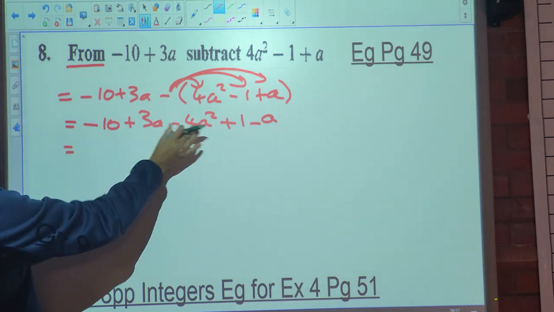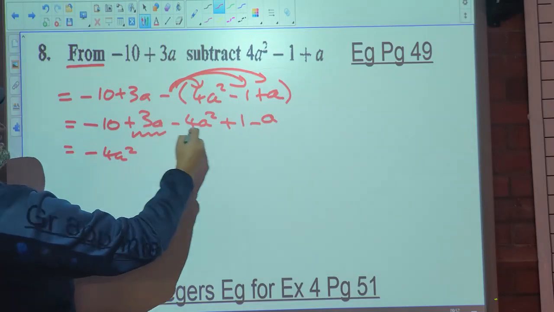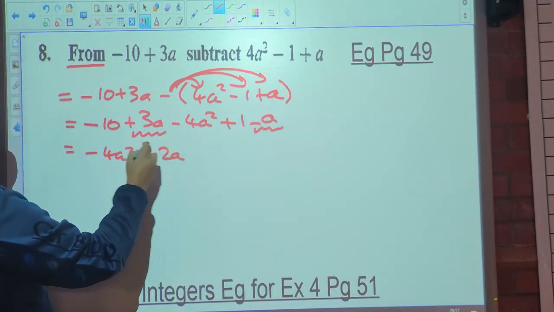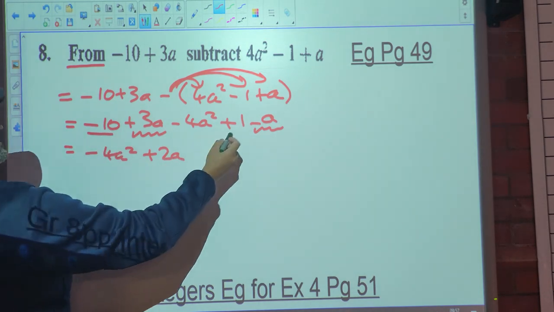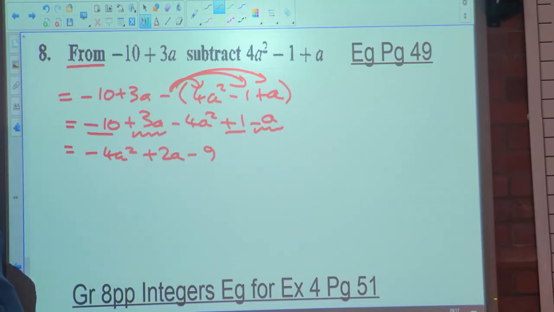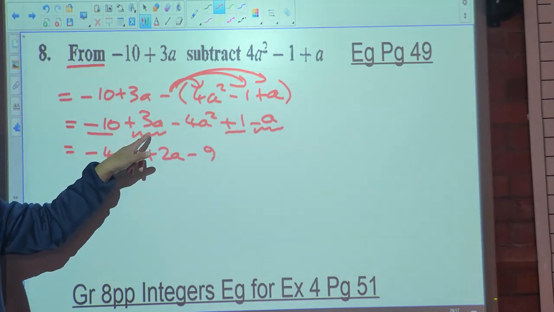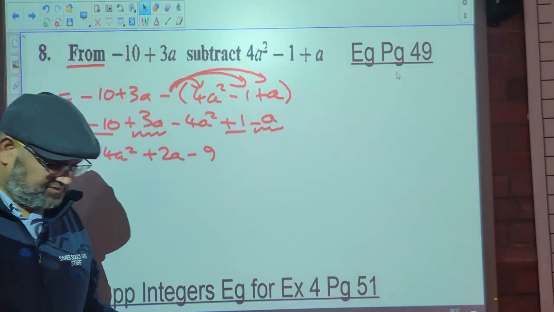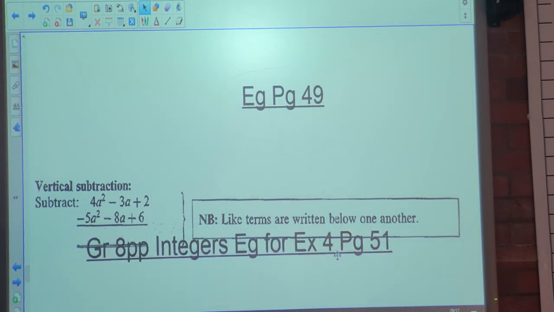So that's on its own, not so? Negative 4a squared. Then we have the a's, so it's going to be 3a minus 1a is plus 2a. And then we have minus 10 plus 1 is minus 9. Or you could have done that first, which is minus 9 plus 2a minus 4a squared. It's the same thing. Okay? Next.